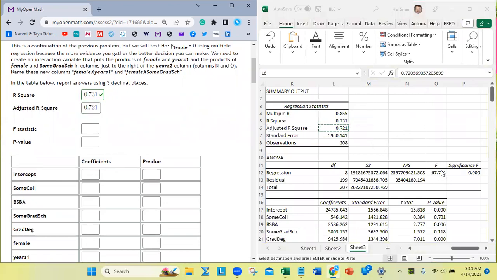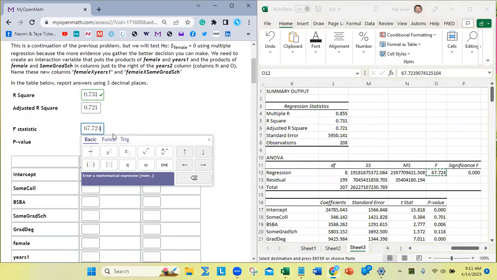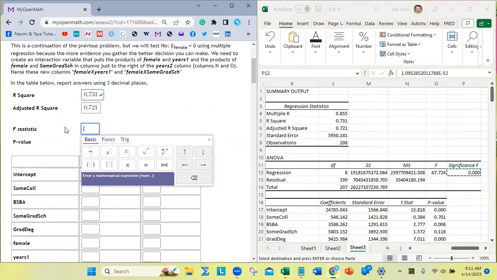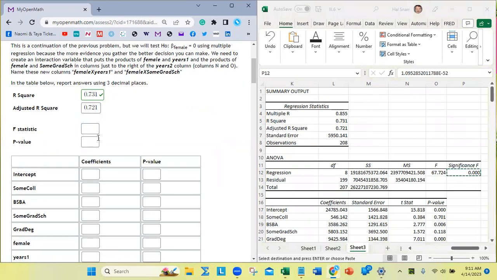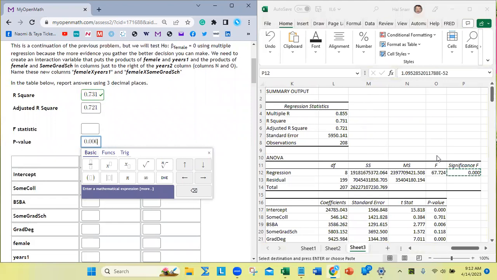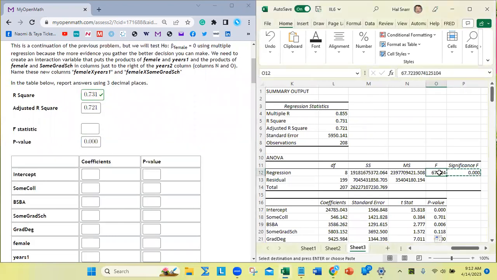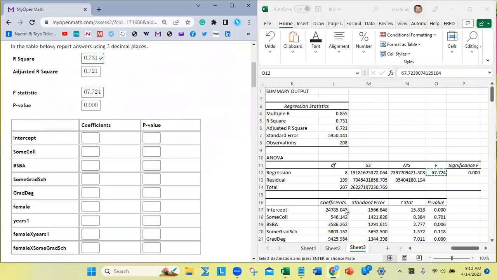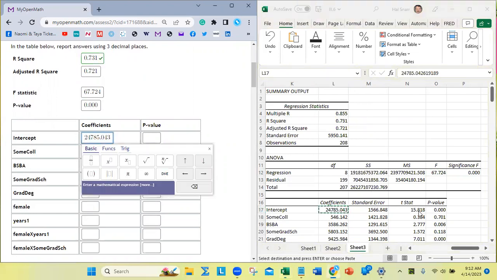And then my F statistic is over here. It's in the ANOVA table. This is the test statistic we use to determine if the model overall is significant. And remember, a model is significant if the p-value is tiny for an F statistic. Then I've got to insert my coefficients, the intercept of my model, and its p-value.